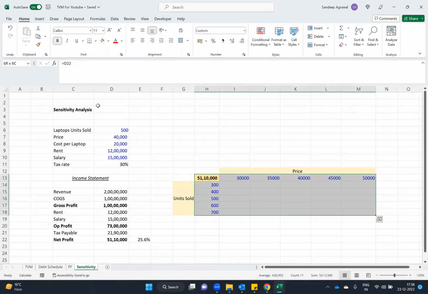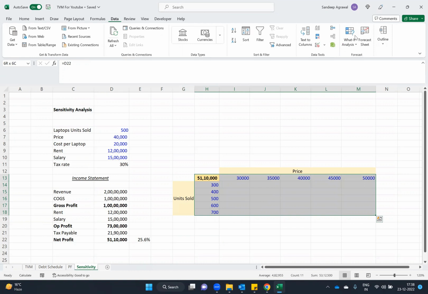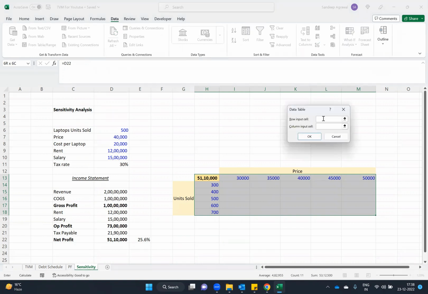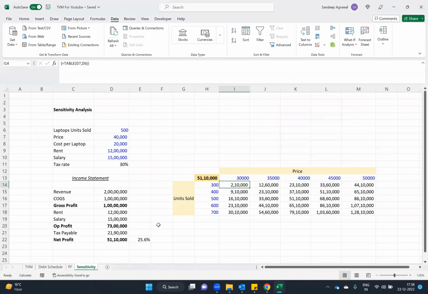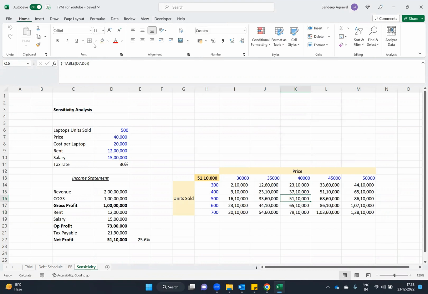Now I've just selected this portion. I'll go to data, what if analysis. I'll select data table. Now it is asking me for a row input cell. So for that, I will just select the price, which is this, because we have it as in row input cell. Then for the column input cell, we'll select the unit sold, which is this number. I'll say OK. And now I have got all the possible net profit that I can have if I change my unit sold and the price.